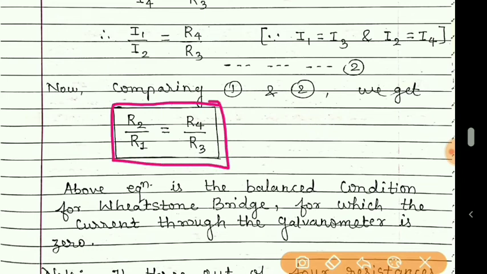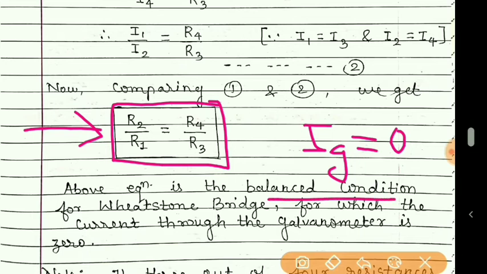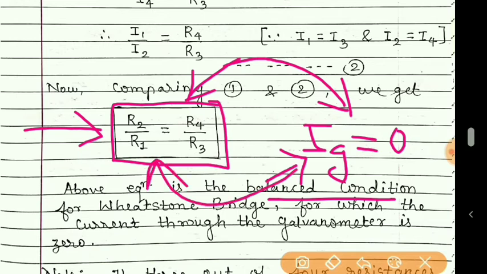So students, if this ratio is satisfied, then we can say that Ig, that is the current in that middle branch, will be 0 and the bridge is in balanced condition. So if this ratio is satisfied, we can say that Ig is 0, or vice versa. If Ig is 0, then this ratio will be there.